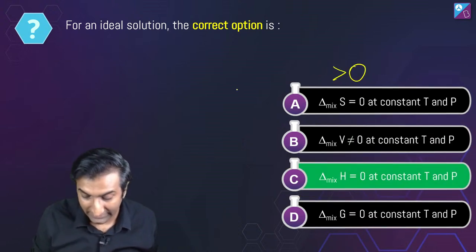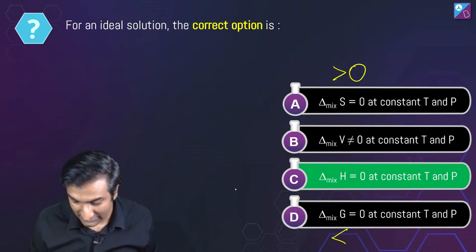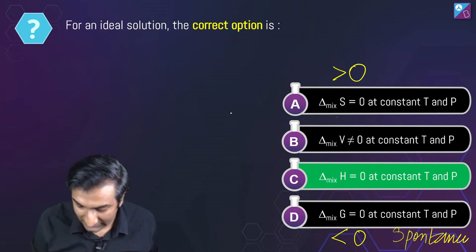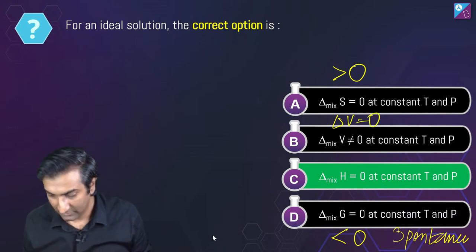Delta S mixing is greater than 0. Delta G mixing is less than 0. Spontaneous process. Right? And delta V mixing equal to 0. Theek hai?